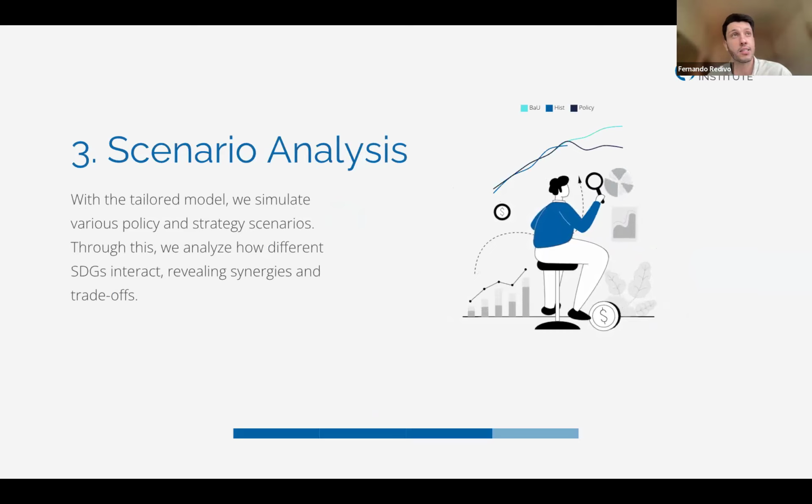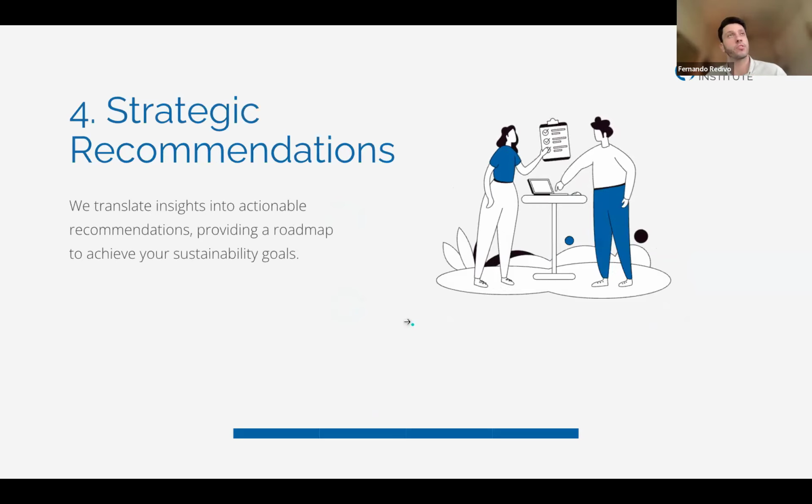And then we can analyze how the different Sustainable Development Goals, for example, interact and review some synergies and trade-offs. And the last part of the project would be some strategic recommendations with a report. So we do this report with the policy scenario analysis and some suggestions on where investment should go, for example.